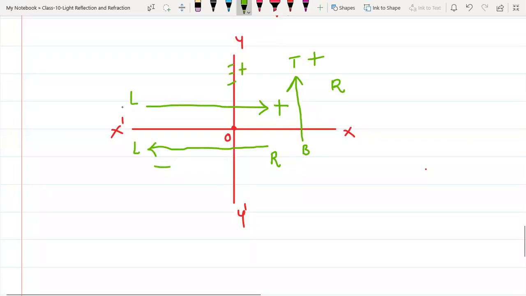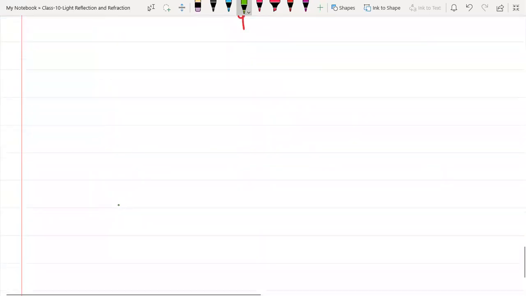If you are moving from top to bottom, please take it as negative. Please remember these four things, then everything will be easy for you. So once again I'll tell you.